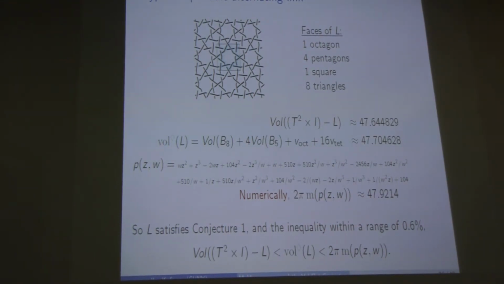Very close, right? So the volume is strictly less than the bipyramid volume, and it's strictly less than 2 pi times the Mahler measure of the characteristic polynomial. For any such example, the Vol-Det conjecture holds for all but finitely many knots.